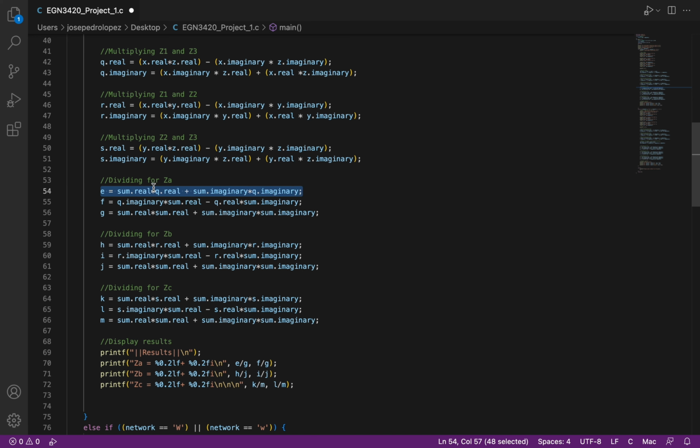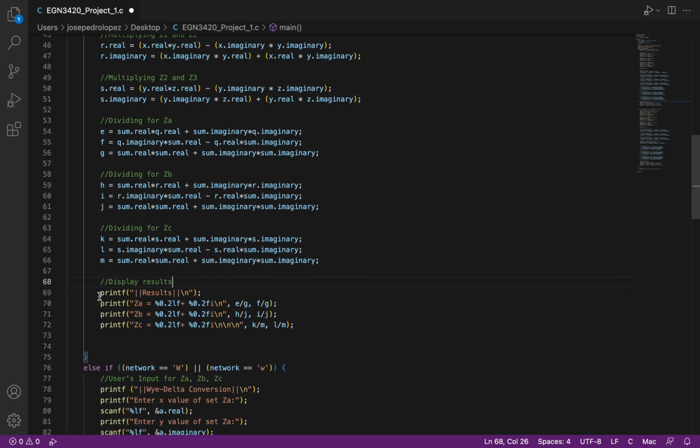This will be the real part. E, H, and K will be the real part of each quotient, and then F, I, and L will be the imaginary part. G, J, and M will be the denominator of each conversion, which is the sum of the real and imaginary parts combined together.